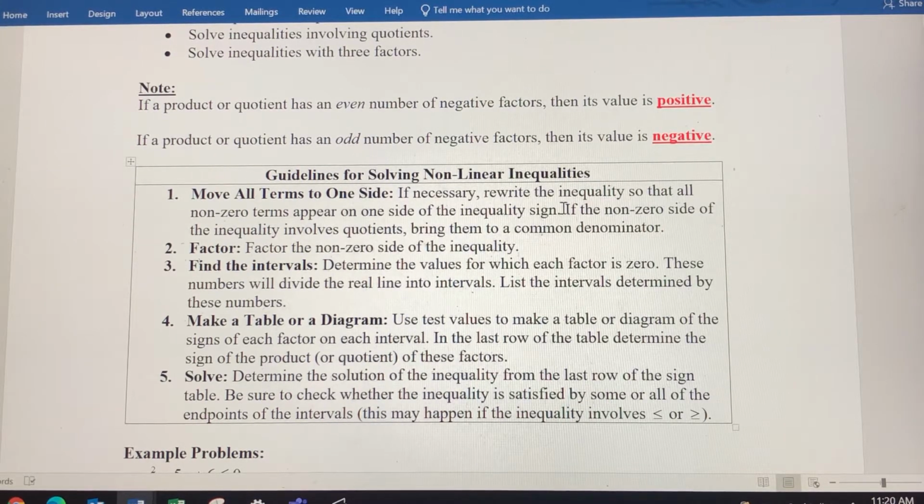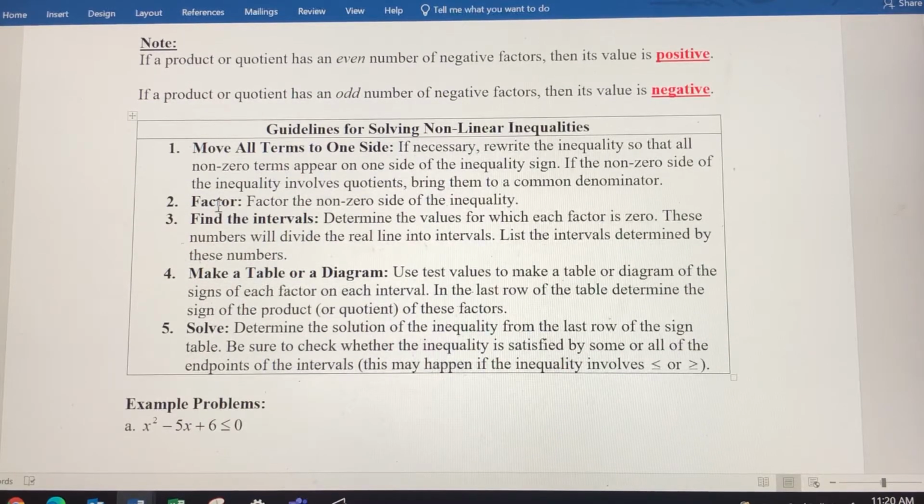But in the subsequent videos, the video or two that follows, if the non-zero side has quotients and rational expressions with the variables in the denominator, then we're going to get a common denominator. In this video, we're going to have quadratics. So we won't have any quotients to deal with, all right? If we can factor, we have to factor in order to find the solutions of what would be the quadratic equation, called the zeros, all right?